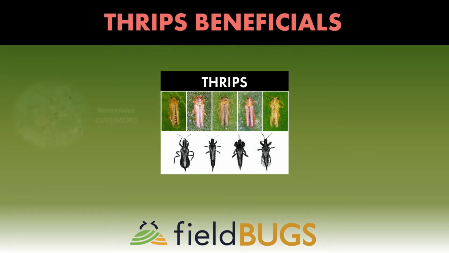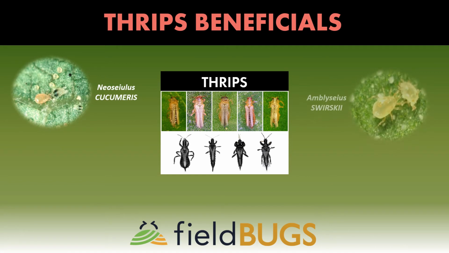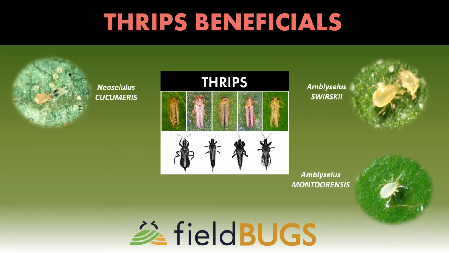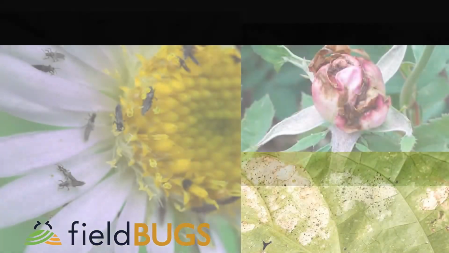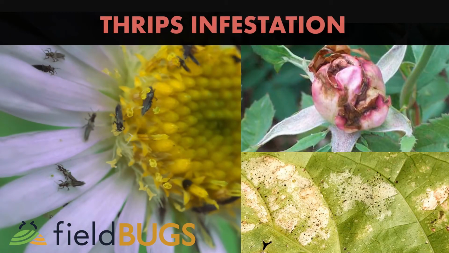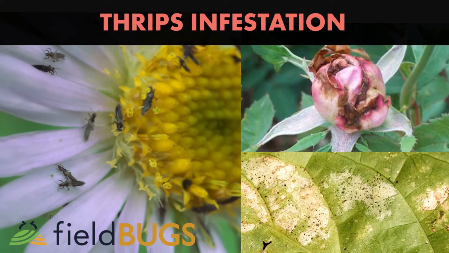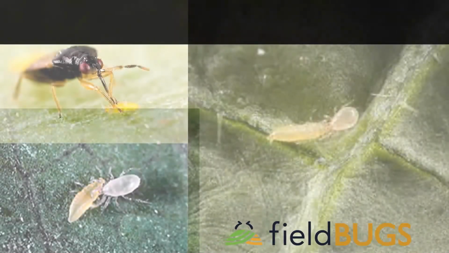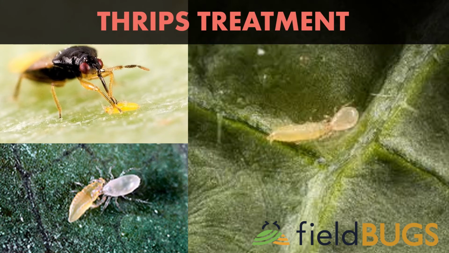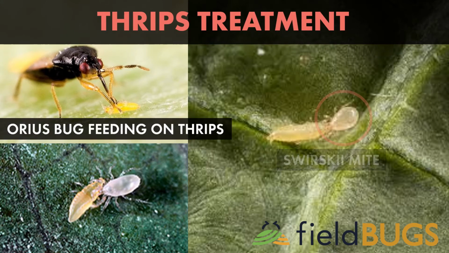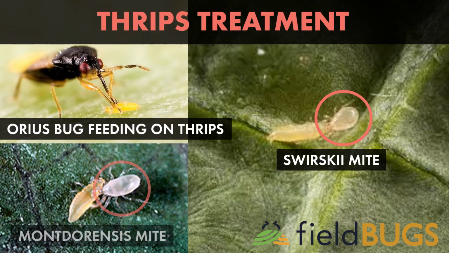The four main beneficials for controlling thrips are the Cucumeris, Swirsky and Montarensis mites, and the Aureus predatory bug. Here are a few examples of thrips infestations. The following examples show how the various predators feed on thrips: the Aureus bug eating its live prey and the Swirsky and Montarensis mites sucking out the contents of their prey.